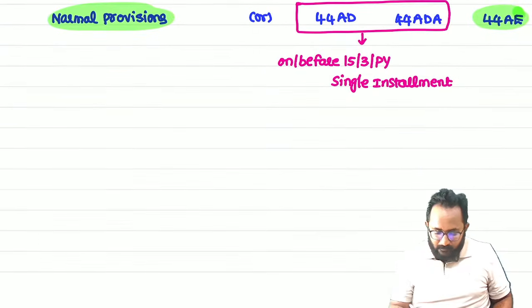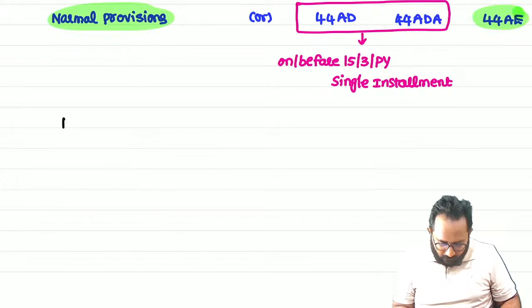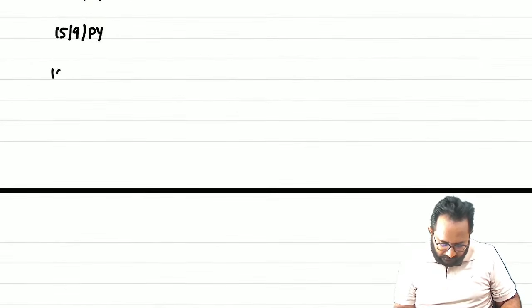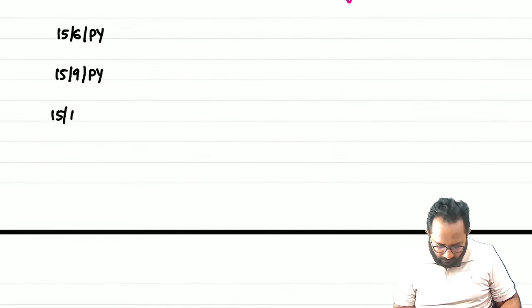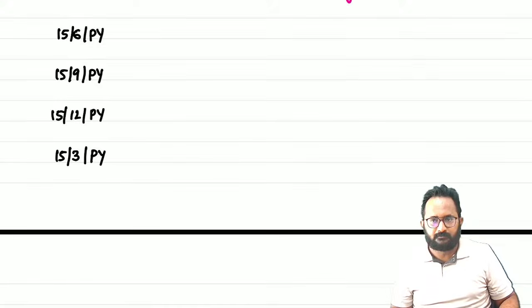For them, we have given how many installments? 4. We know: 15th June of the previous year, 15th September of the previous year, next one, 15th December of the previous year, and the last installment 15th March of the previous year.